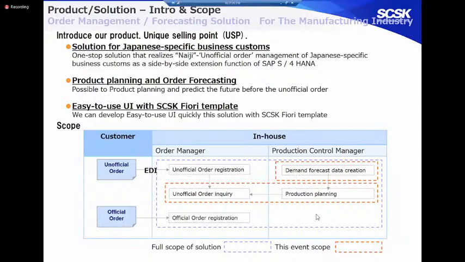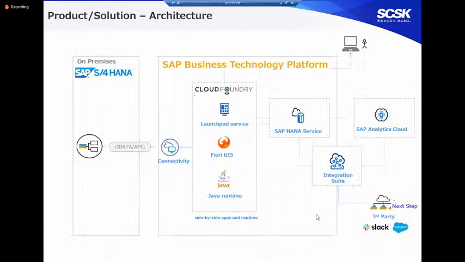This is the unofficial order management system, and we try to provide a one-stop solution that realizes naiji, unofficial order management of Japanese-specific business customs, for which there is no standard SAP solution, along with order forecasting. Before the PO comes, we also try to help them come up with a good forecasting system, a prediction of the future before the PO comes. And we also pursue an easy-to-use GUI and UI with a theory and template. So please look at the architecture.